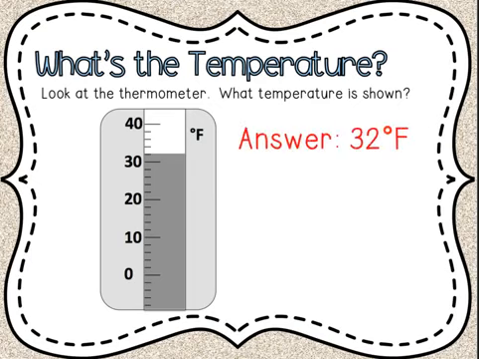Well, if you got 32 degrees Fahrenheit, you are right. So here we can read 0 to 10, 20, 30, and there's 1, 2, 3, 4, 5 jumps to get to 40. So that lets me know 10 divided by those 5 gives us 2, 32.